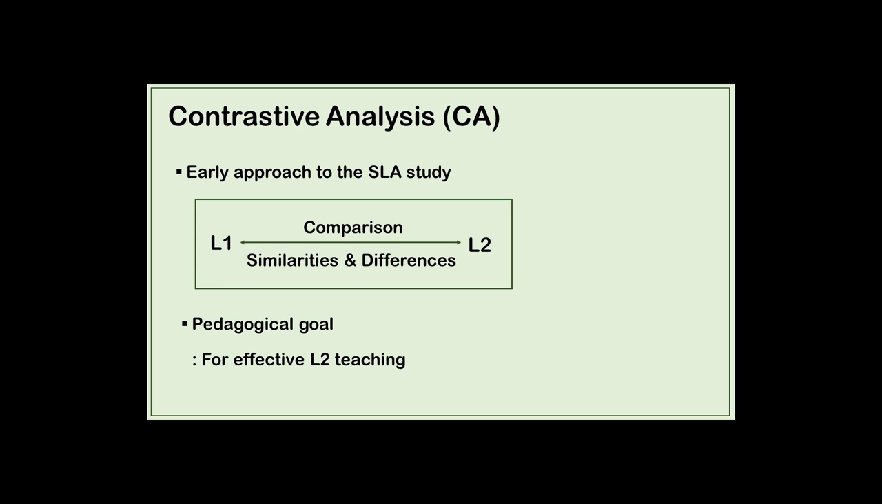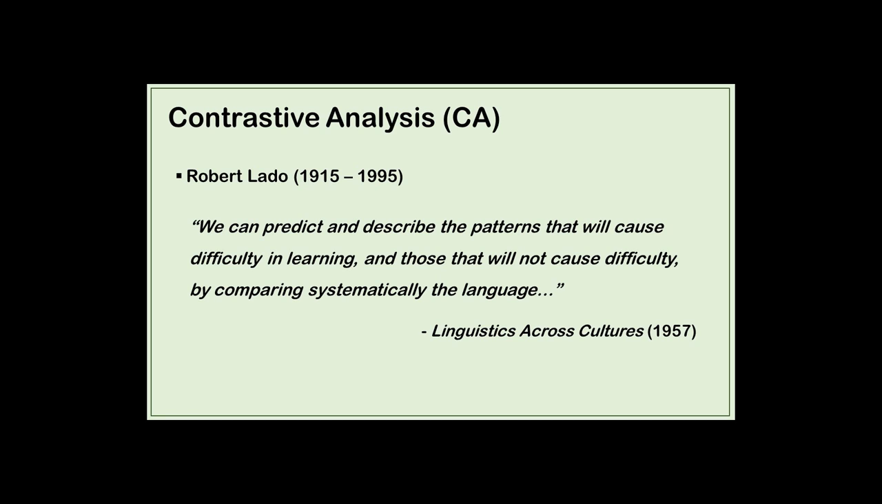CA compares the surface structure of learners' L1 and L2 and tries to find the similarities and differences between the two languages. Through this process of comparison between learners' L1 and L2, CA predicts and explains the L2 learners' difficulties and problems. The reason why CA compares the structure of two languages is because the goal of CA is effective L2 teaching. Robert Lado is a pioneer scholar who presented CA.